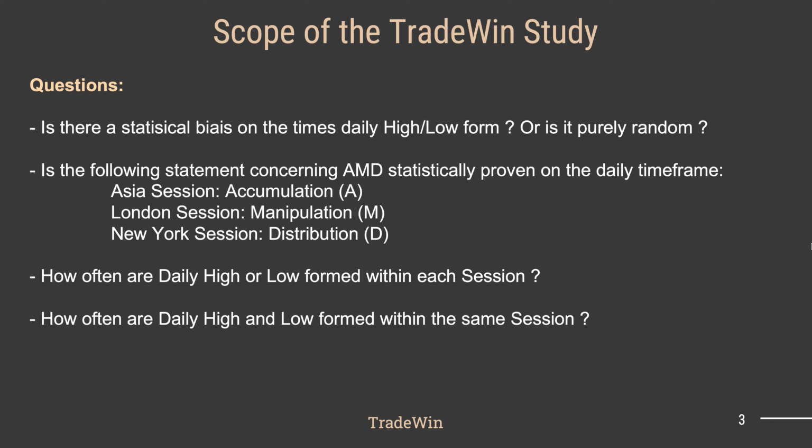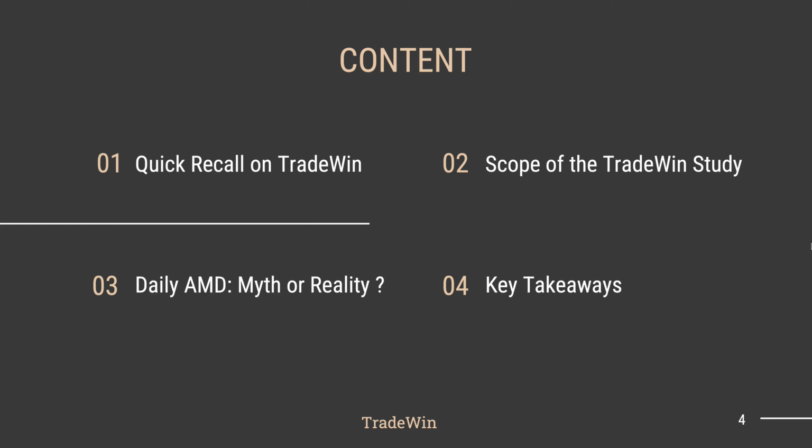I also answered other questions that came up while I was working. Is there a statistical bias on the times the daily high and low form, or is it purely random? I already talked about AMD. And how often are daily highs and lows formed within each session? And how often are daily highs and lows formed within the same session? There are different questions and I will answer them in this video. If that still interests you, you can keep watching.